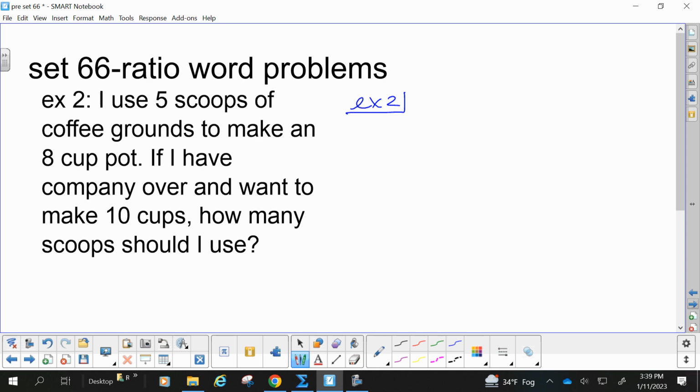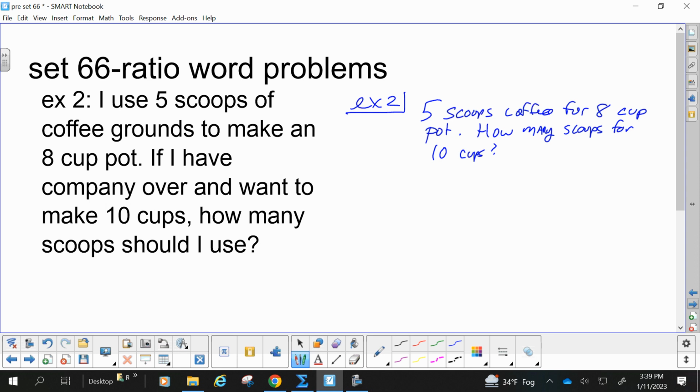So if I were taking notes, I might say 5 scoops coffee for 8-cup pot. How many scoops for 10 cups? That gets the idea of the problem, so the notes are still valuable and can be used to help you when you go to do your homework. But it's not every little thing. Dig? Okay. So, given that it's ratio box day, we should start with a ratio box.